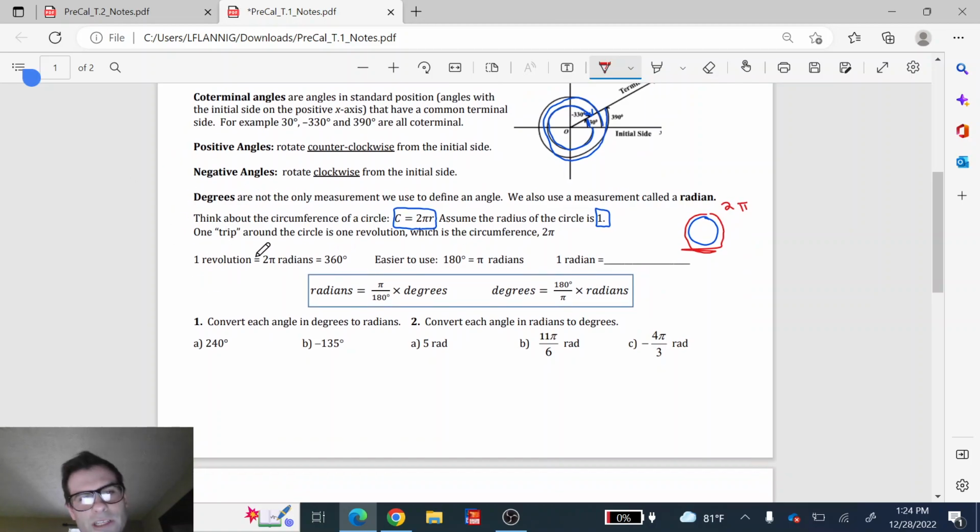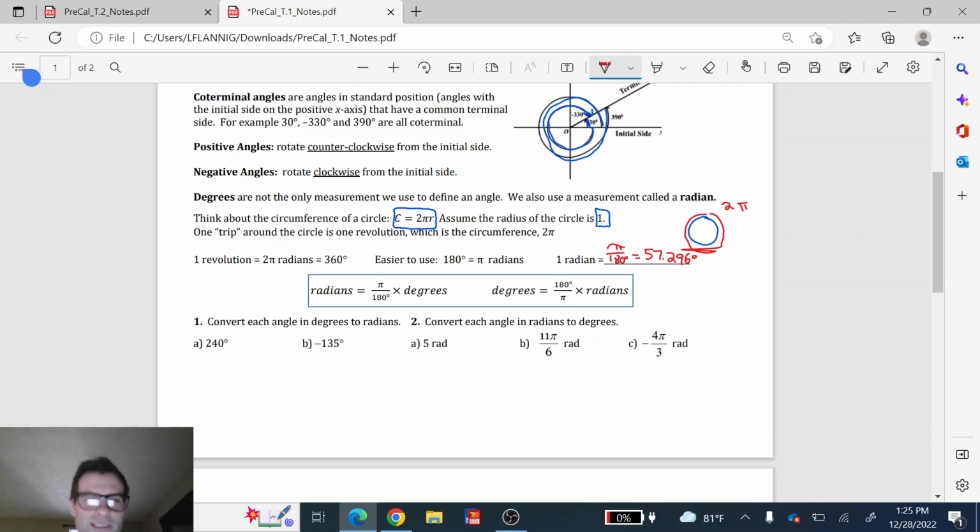1 revolution equals 2 pi radians, and that's also equal to 360 degrees. Also, you have 180 degrees equals pi, 3.14159, so on and so forth, radians. And 1 radian is equal to 180 over pi degrees, which is roughly 57.296 degrees. Again, that's not perfect because pi is not rational, but it's pretty close.